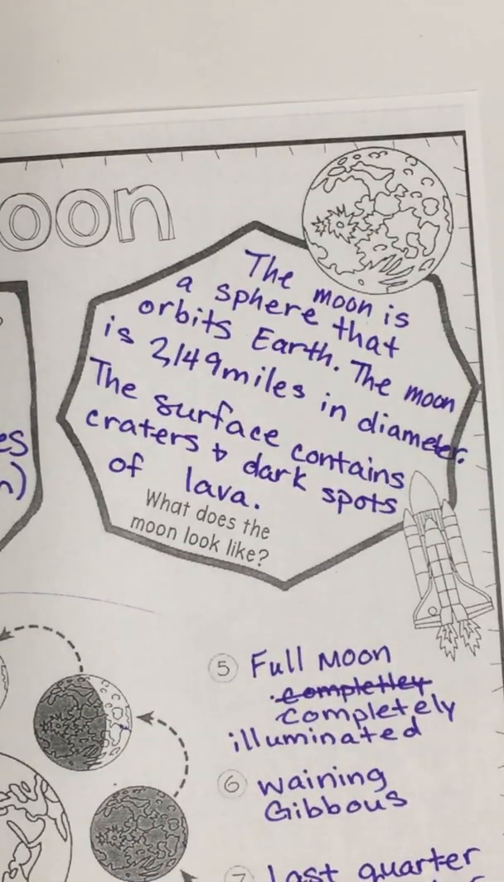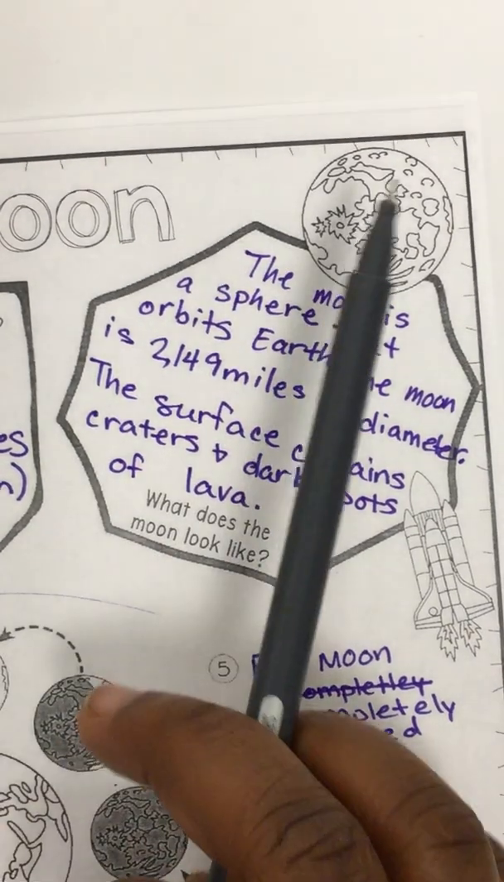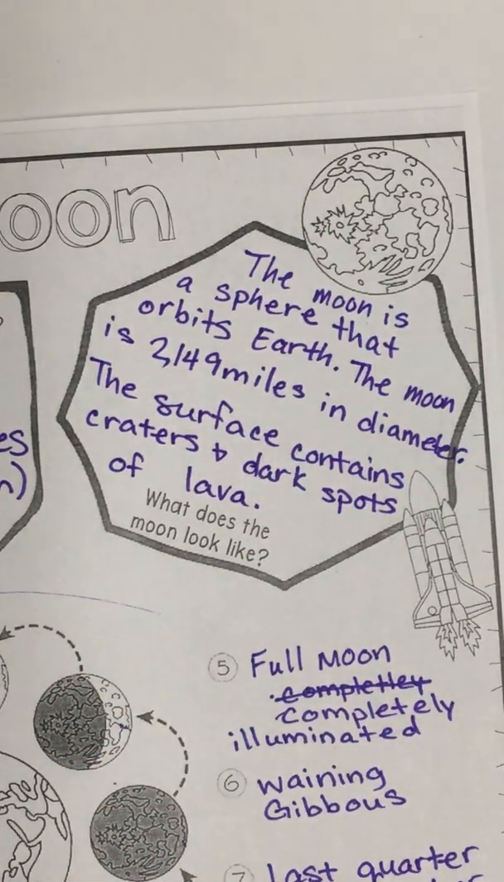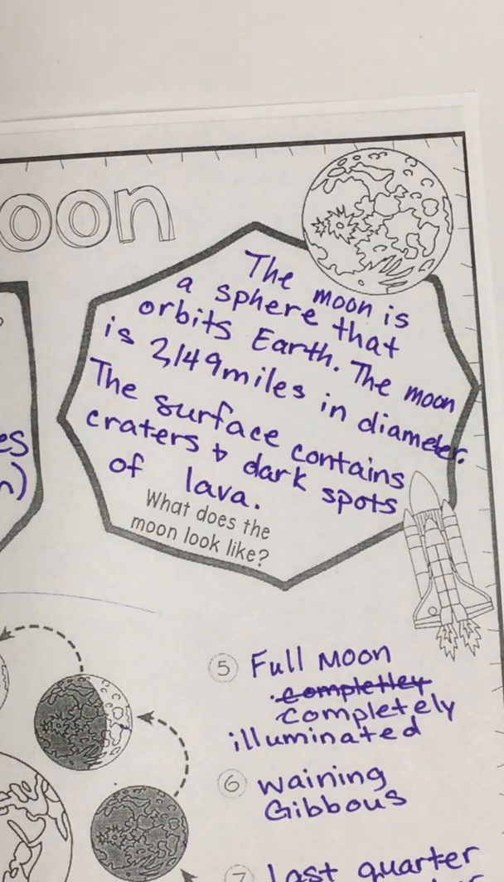Over on what does the moon look like? It is a sphere that orbits the Earth. The moon is about 2,149 miles in diameter. That means if you measured from this side of the moon all the way around back to this point, the moon is going to be about 2,149 miles. The surface contains craters and dark spots of lava. We've talked about all this before.